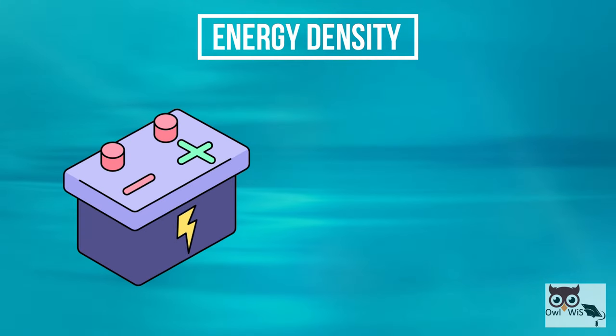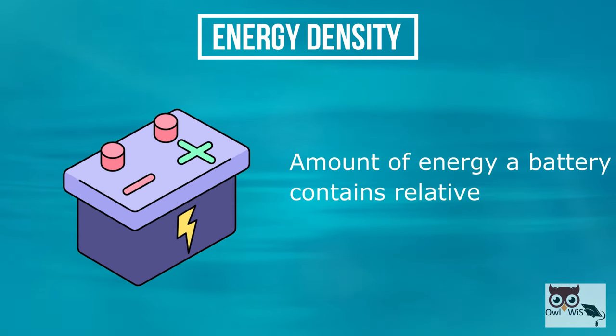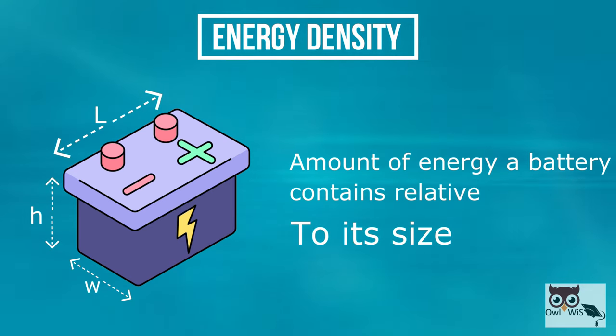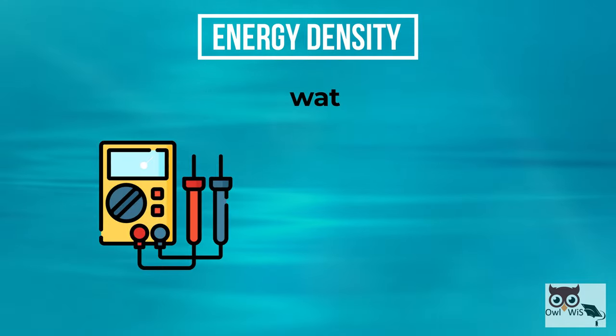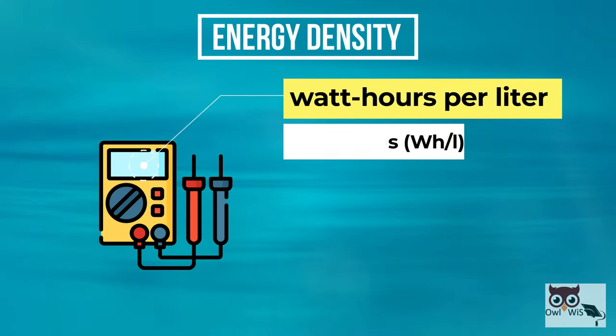The next battery parameter is energy density. Energy density is the amount of energy a battery contains relative to its size, known as volumetric energy density. Energy density is typically measured in watt hours per liter.